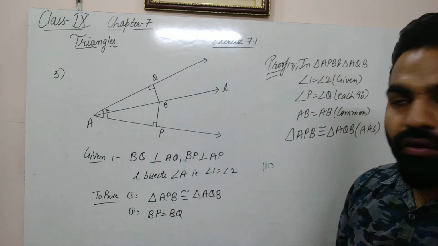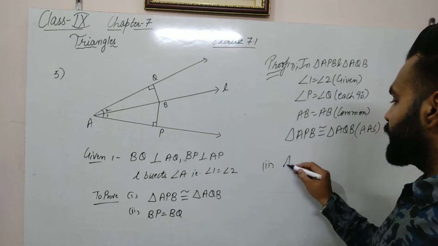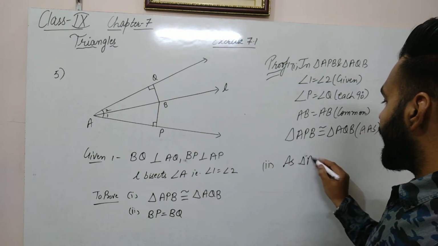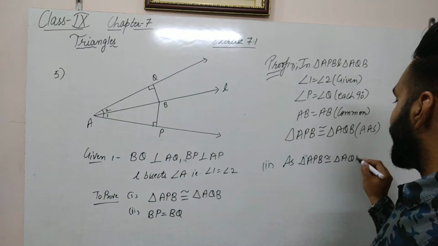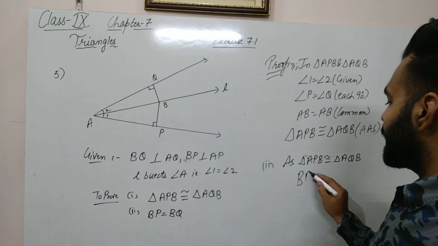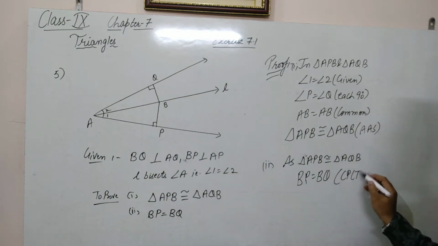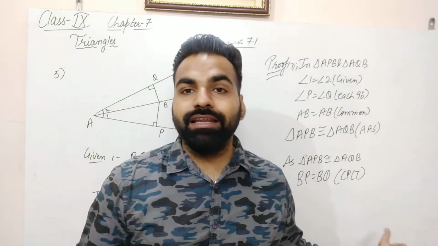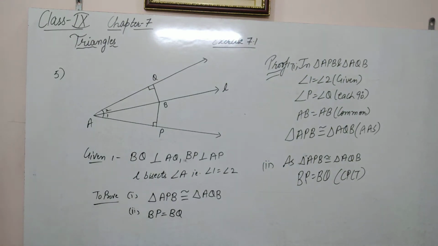Triangles are congruent. Now we have to further prove BP is equal to BQ. As we have just proved triangle APB congruent to triangle AQB, BP will be equal to BQ by the rule CPCT. So whenever the triangles are congruent, the remaining parts are also equal. So this was question number 5.